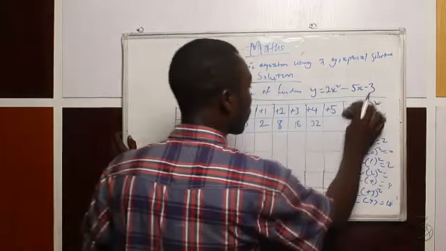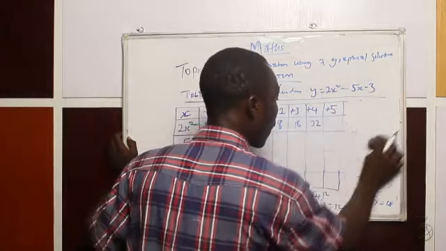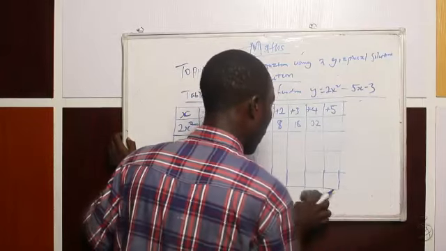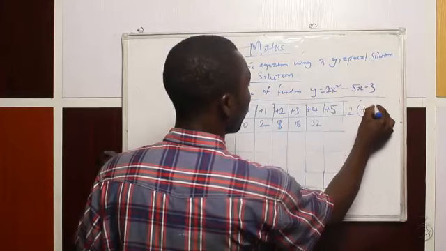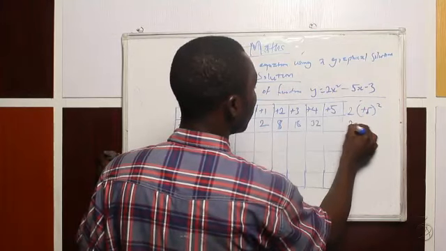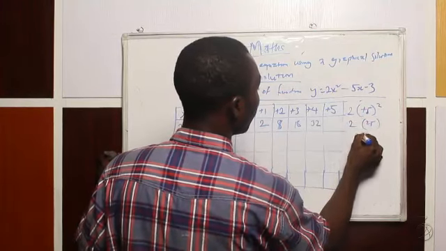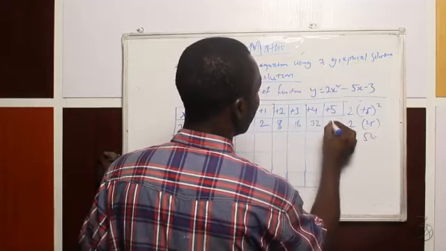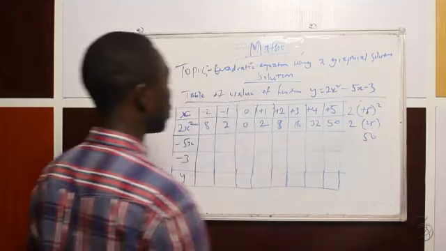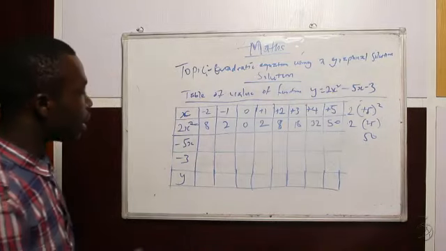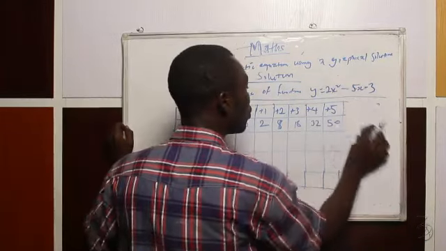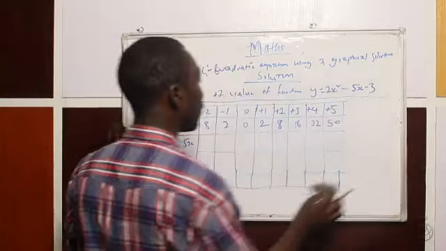Now we have 2 bracket into plus 5 all squared, which is 2 bracket into 25, which is 2 times 25, will give us 50. So here we have 50 to be 2x squared. Let us proceed because we are not yet through for the value of minus 5x.